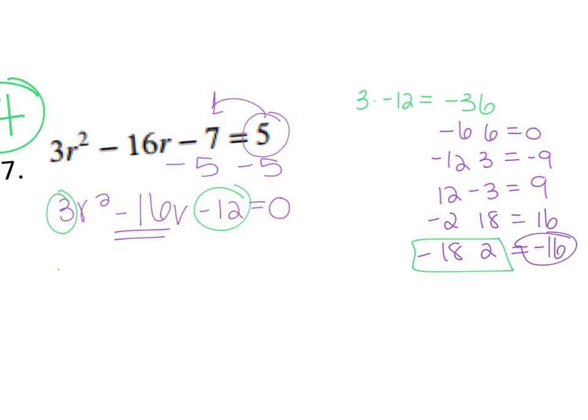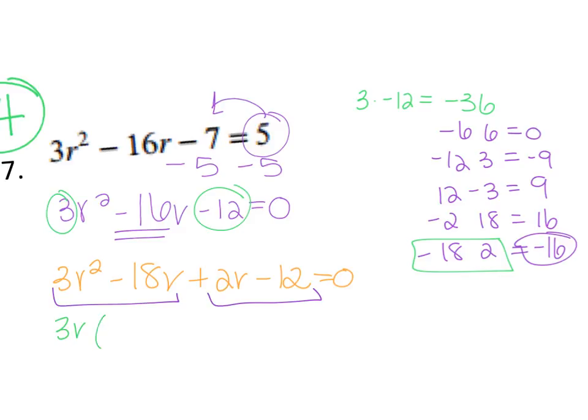So now I need to rewrite my equation. I get 3r squared, and then we're going to have minus 18r plus 2r minus 12. That equals 0. So now let's group by factoring. I'm only going to look at this first section and this second section in two pieces. The first section, I can factor out a 3r. And 3r times what gives you r squared? Well, that's r. And then 3r times what gives you negative 18r? That's r minus 6. All right, and then I'll take out a 2. I factor out a 2, I get an r minus 6 again, and that equals 0.